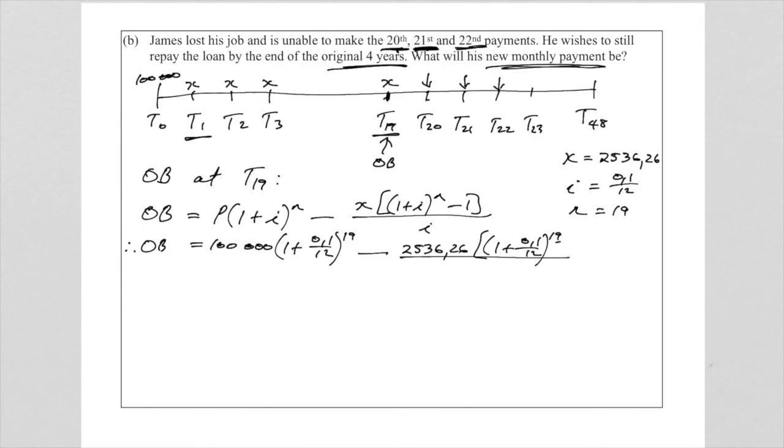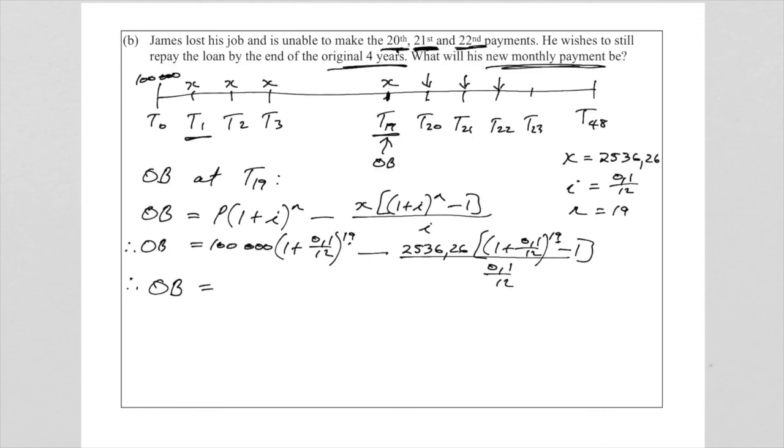So it's not like in the previous discussions where, in some cases with a deferred annuity, the two exponents are not the same. In this problem, they will be the same, and 0.1 over 12. Now, we put this onto our calculator, and then we calculate this outstanding balance at T19.